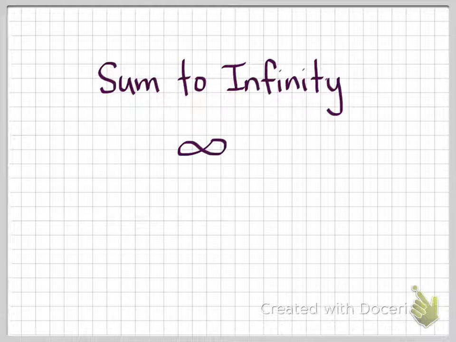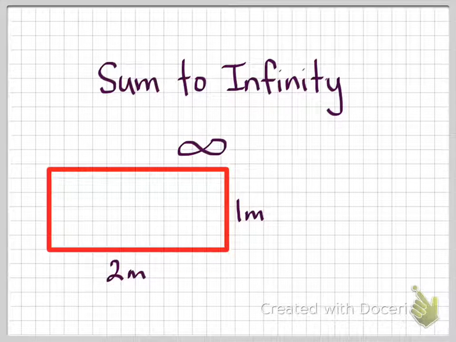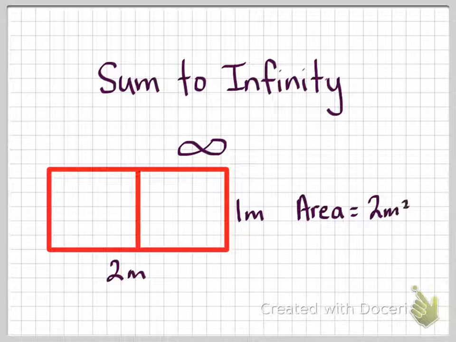Here we can do the sum to infinity. Now I want you to consider this rectangle. The area of it is 2 meters squared: you multiply 2 by 1. If we look at that, it's made up of two 1 meter squared.